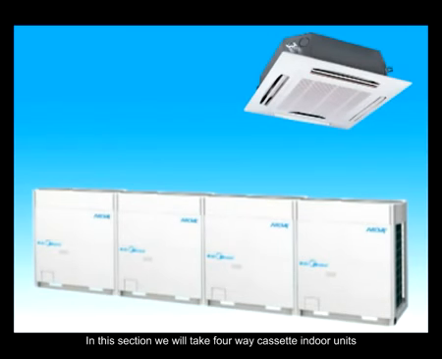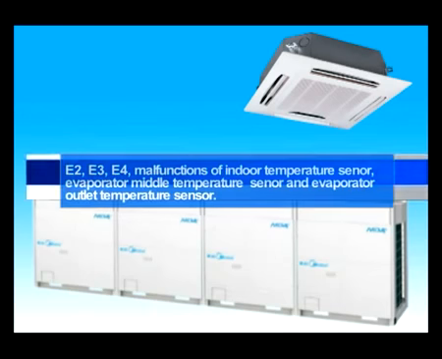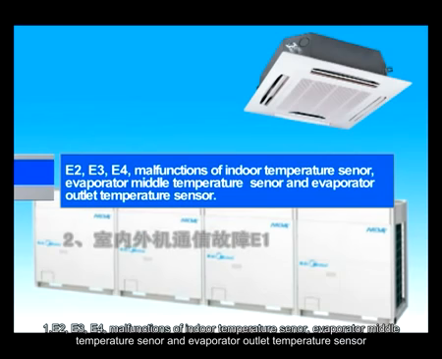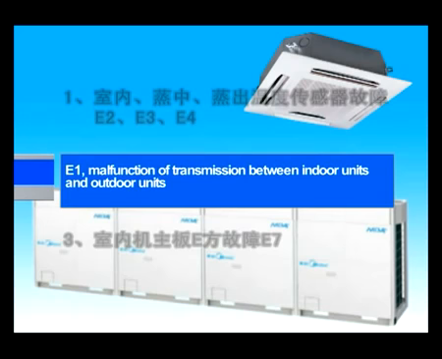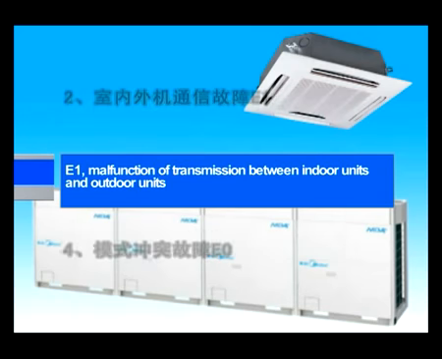In this section, we will take 4-way cassette indoor units as example and show you how to repair by 6 parts. 1. E2, E3, E4, malfunctions of indoor temperature sensor, evaporator middle temperature sensor, and evaporator outlet temperature sensor. 2. E1, malfunction of transmission between indoor units and outdoor units.